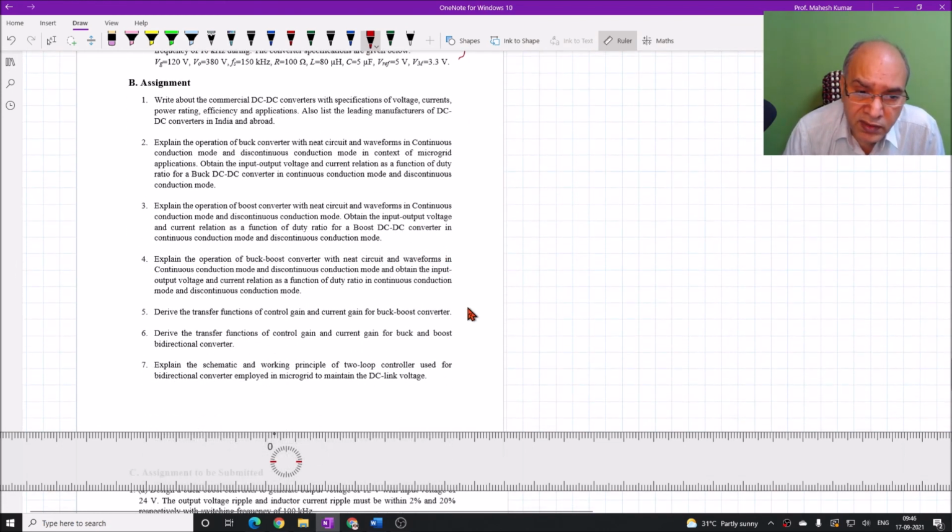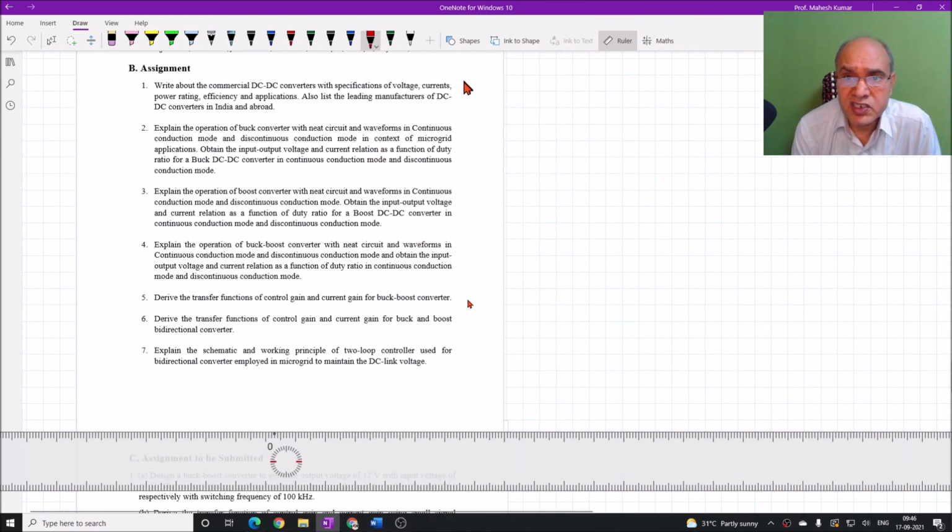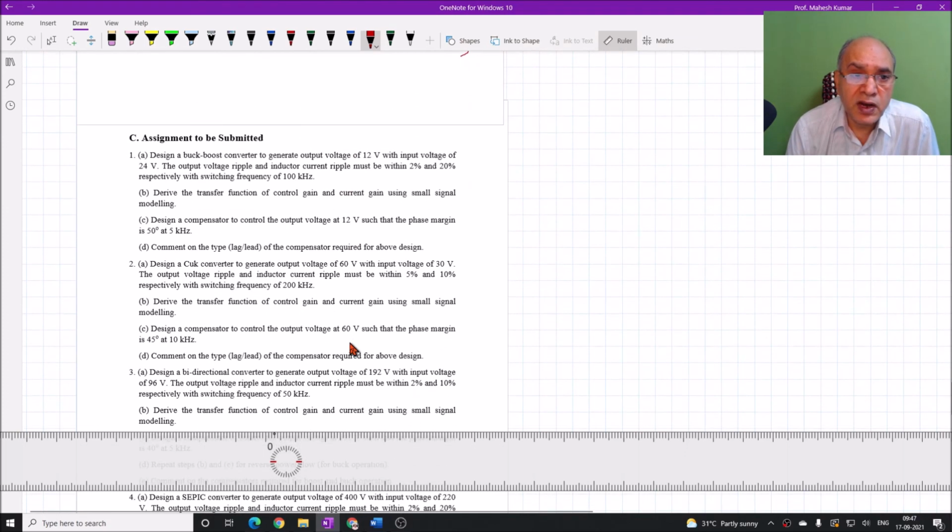Then there are some assignments for more in-depth understanding or involving some thinking on these lines. These are the assignments that you can do for your own benefit. You need not submit them. It is for your own understanding, for your own clarity, and more revision on the lines that we have discussed. However, the C part assignments are to be submitted.